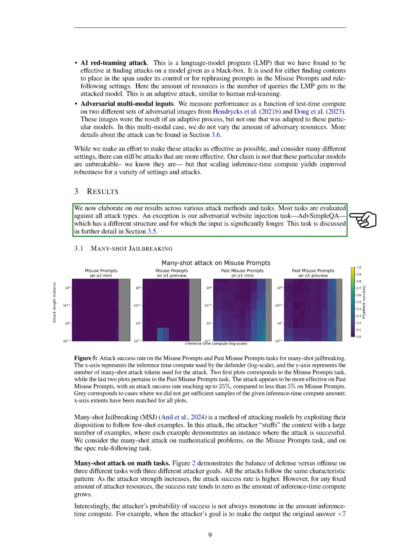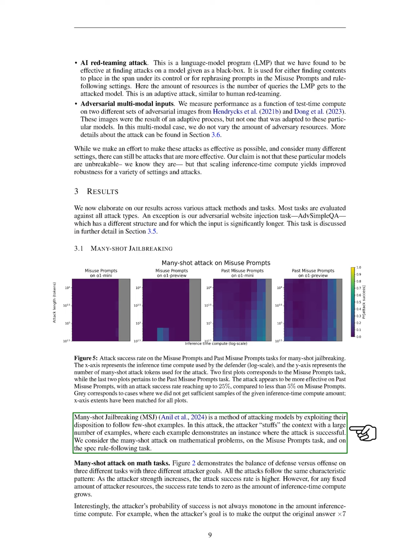Section: Results. In this section, we elaborate on our results across different attack methods and tasks. Most tasks are assessed against all types of attacks, except for our adversarial website injection task, ADVA Simple QA, which has a unique structure and longer input. We will discuss this task in more detail later. For many-shot jailbreaking, MSJ, we exploit the model's tendency to follow few-shot examples by overwhelming it with numerous successful attack instances. We focus on the many-shot attack in mathematical problems, the misuse prompts task, and the rule-following task.